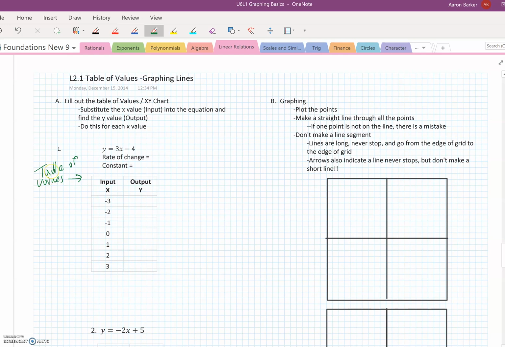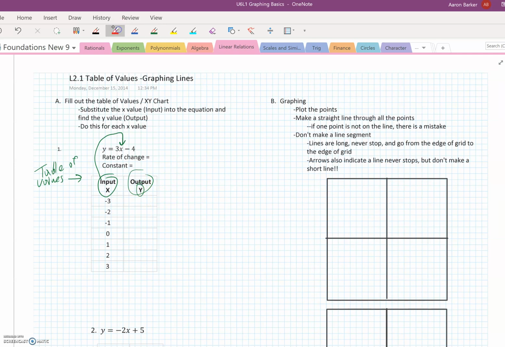Now your x is known as your input, and so what we do is we input this number into our equation, y equals 3x minus 4, and from that we find the output value. So the output value is the y. Once we do our math, we'll know that value.